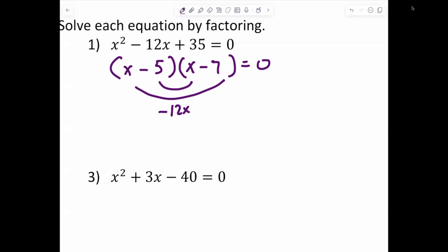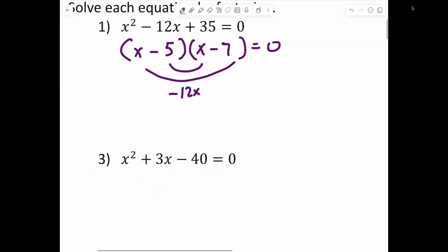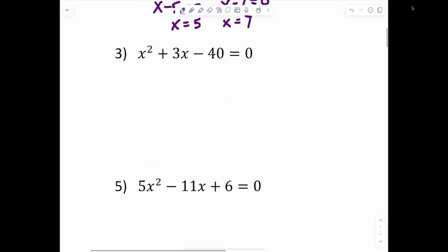They're both negative. So now to solve it, you were told to set the factors equal to 0. So x minus 5 equals 0, x minus 7 equals 0. So x is equal to 5, or x is equal to what? 7. Anybody have any questions with that? All right, not a big deal. I told you. Number 3, factor that real quick. Let's go.